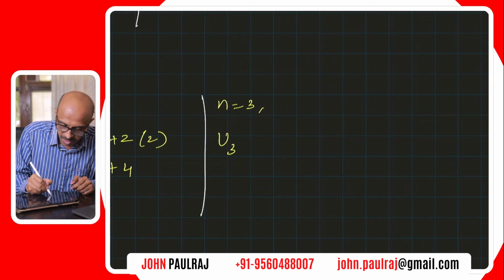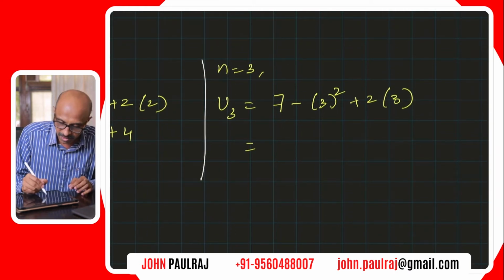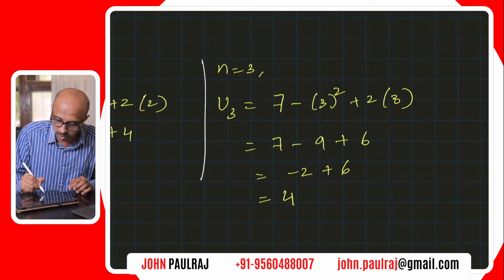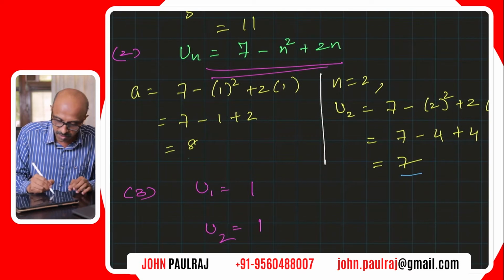And so u_3, the third term, is going to be 7 minus 3 squared plus 2 times 3. Just replacing n by 3, you'd get 7 minus 9 plus 6, and that's negative 2 plus 6, giving you the third term as 4. So those are the 3 terms. The third term is 4, the second term is 7, and the first term is 8.